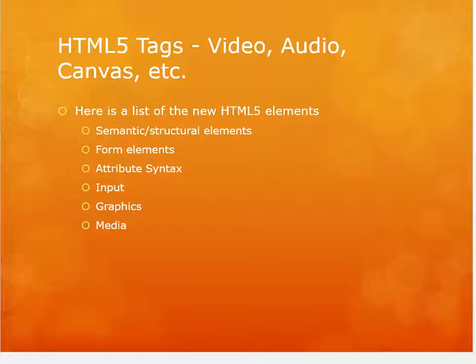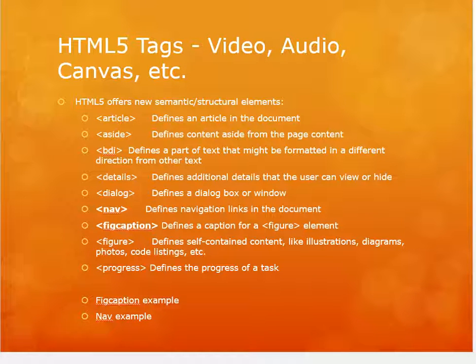Okay. So here's a list of the new HTML5 elements, the titles. We've got semantic structural elements, form elements, attribute syntax, input, graphics, and media. Some of the semantic structural elements that you find here, there are probably about 15 or so. Some of them are article, aside, bdi, details. The nav and the figcaption are what we're going to do an example on.